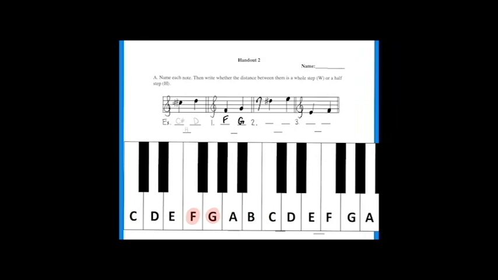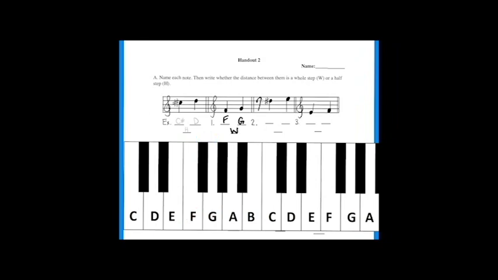Now we need to decide whether it's a whole step or a half step. And in order to do that, we're going to count how many half steps it takes to get from our first note to our second note. So we have 1, 2. 2 half steps make a whole step. So this is a whole step. And we're going to write an uppercase W to indicate that.